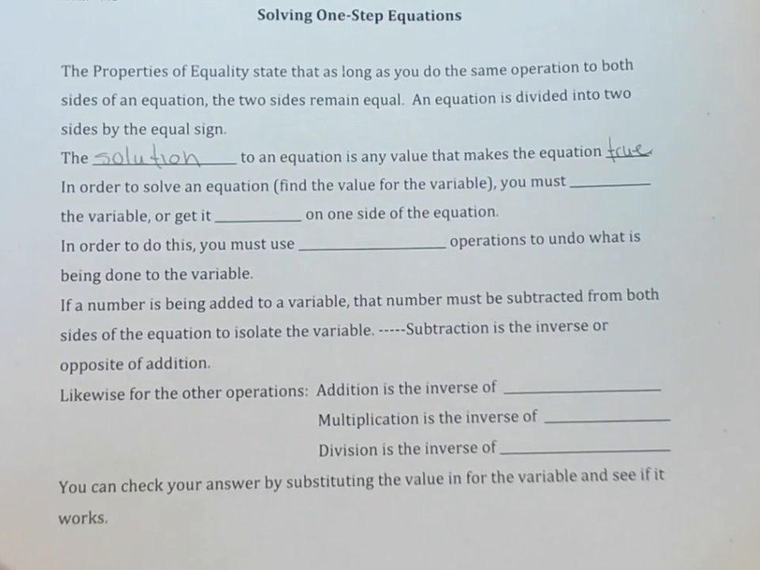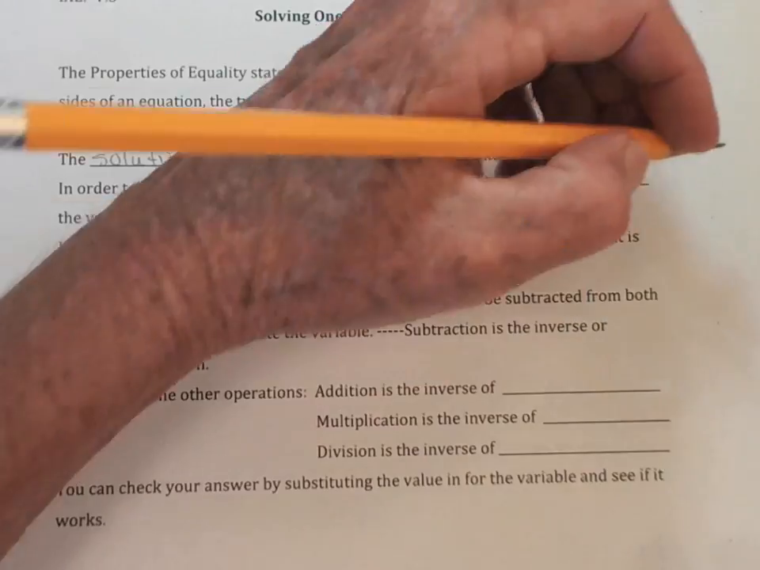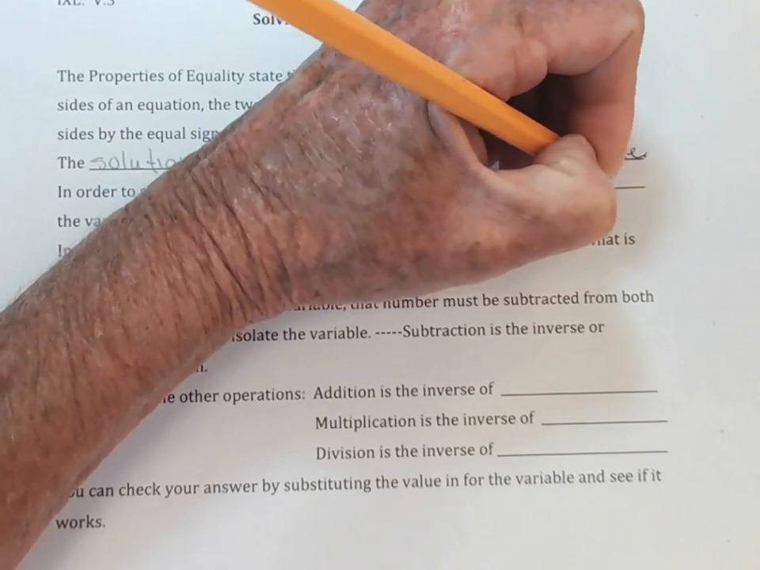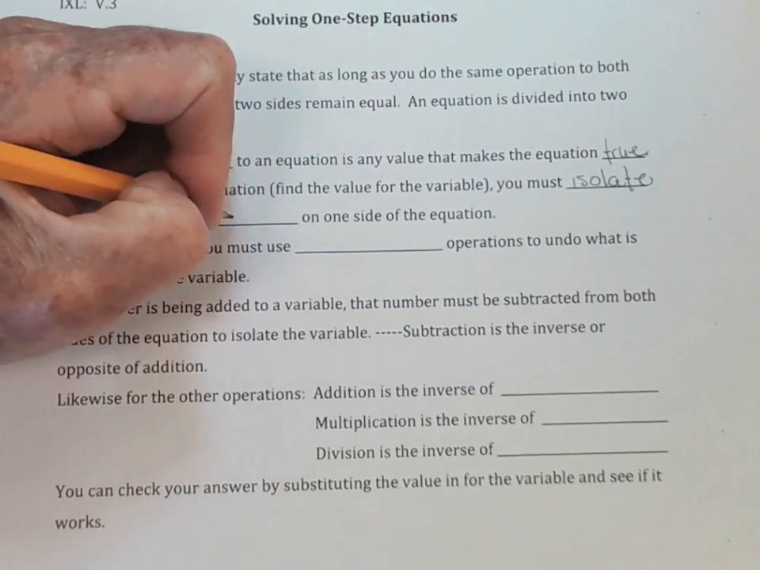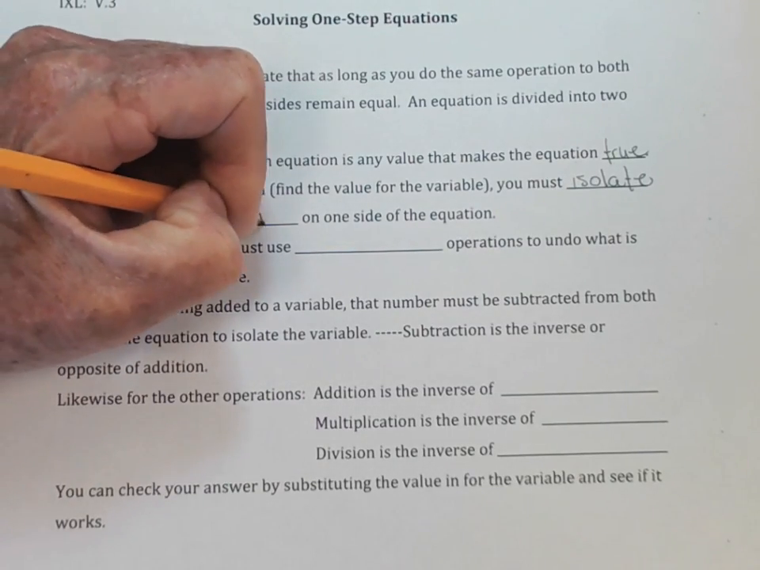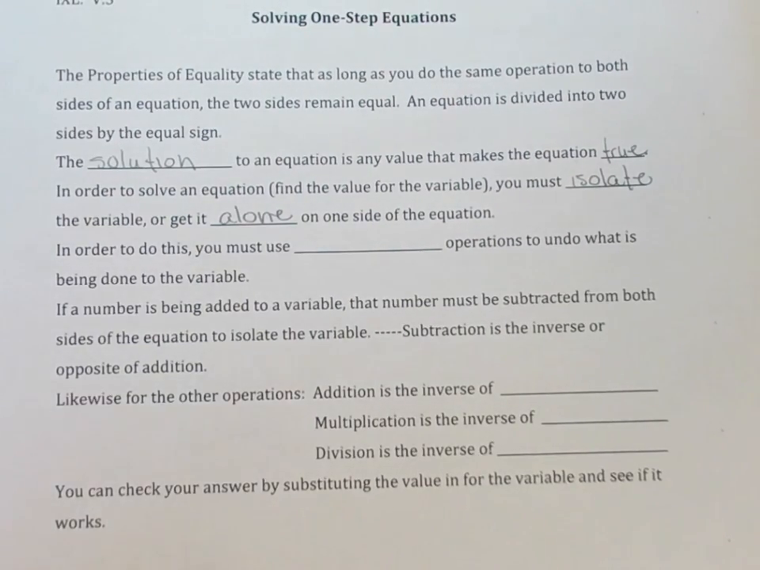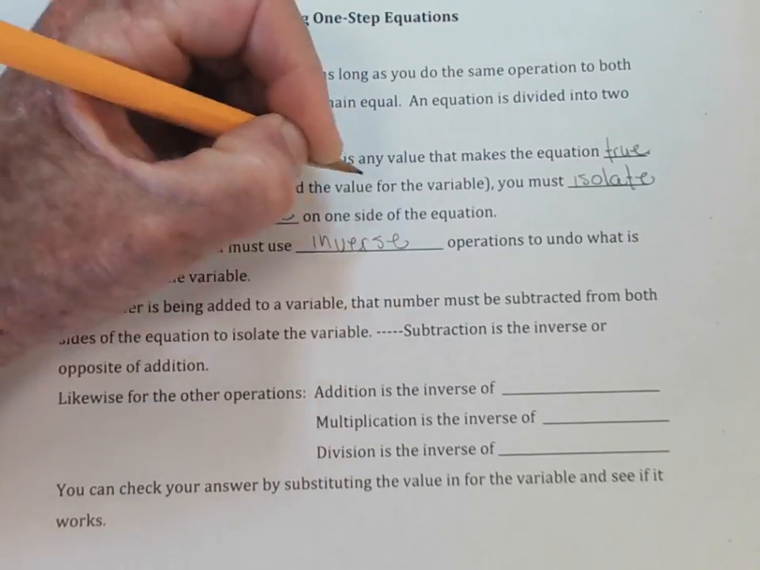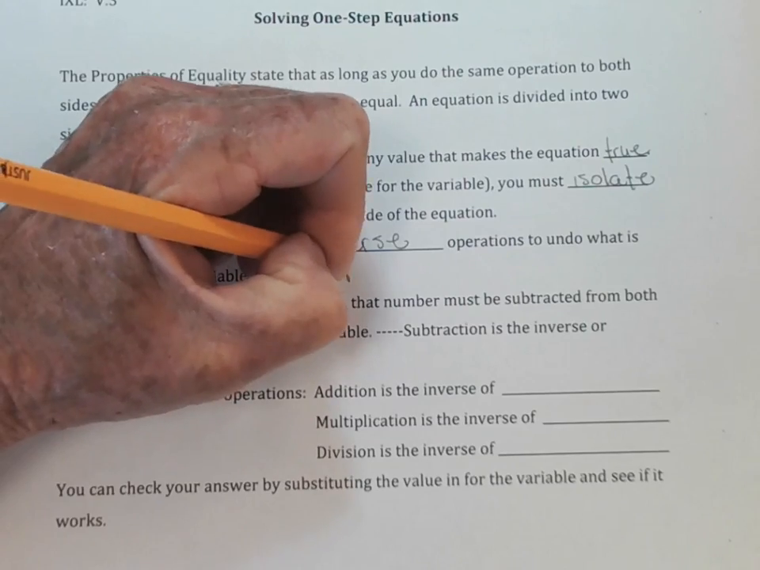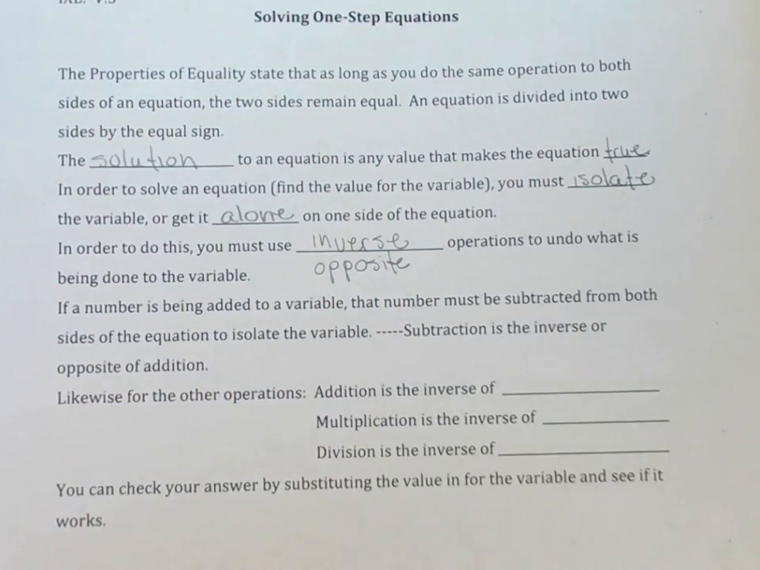In order to solve an equation or find the value for the variable, you must isolate the variable, or get it all by itself on one side of the equation. In order to do this, you must use inverse operations. Sometimes that's also called opposite operations. So either term, they're interchangeable.